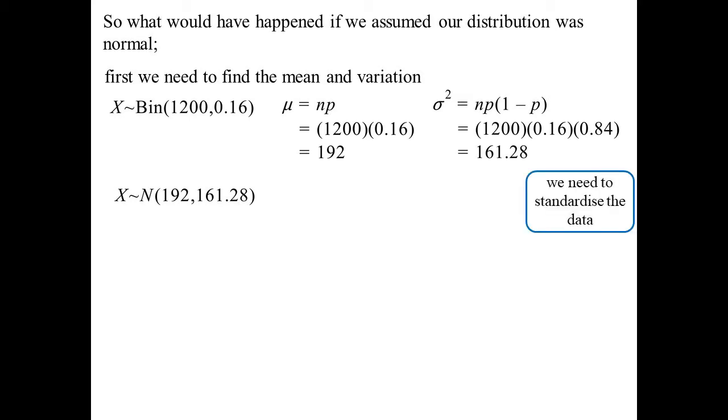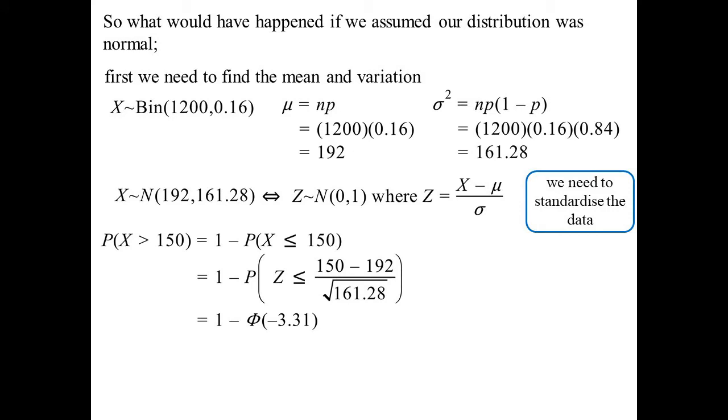161.28. But now I'm going to standardize the data. So if I turn it into the standard normal distribution, where the mean is 0 and the variance is 1, via our transformation, z will be x minus the average over the deviation. Then the probability that x is greater than 150, well again I'm going to use the complementary event idea. So that's the same as 1 minus the probability of x being less than or equal to 150. But standardize that now because we're assuming it's a normal distribution. So I end up with z being less than or equal to negative 3.31.